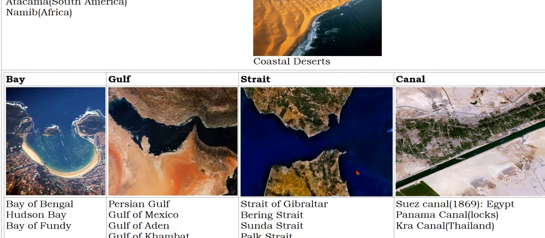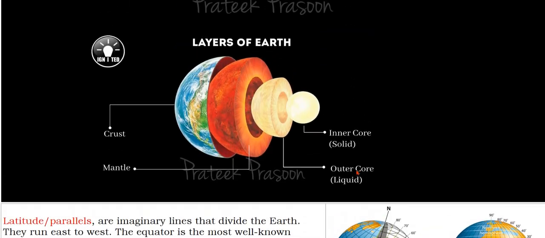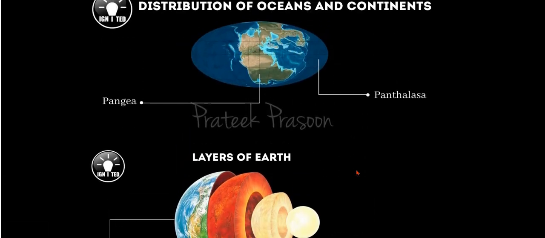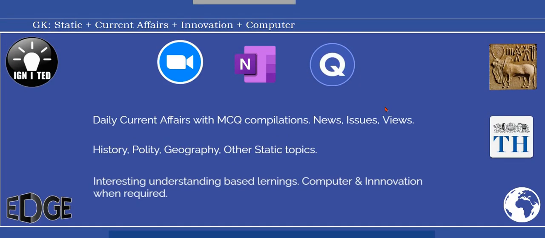Then, what is a bay? What is a gulf? What is a strait? What is a canal? This is how we shared our notes of geography or GK. In a similar way, we share the notes of innovation and also of computers wherever required. And this course, as I told you, will help you clear the SNAP examination, the forthcoming MBA examination, and the GK examination.